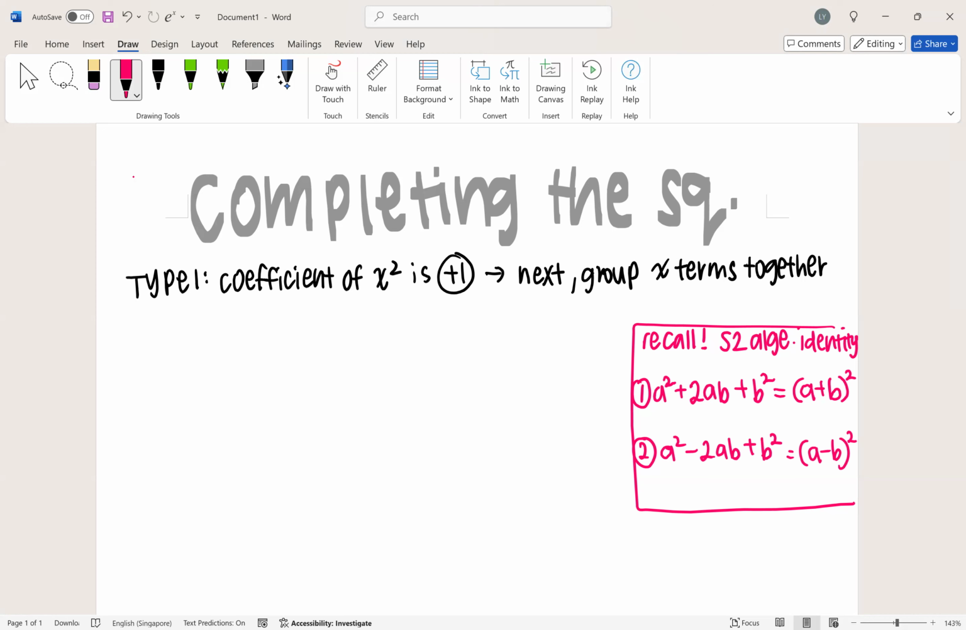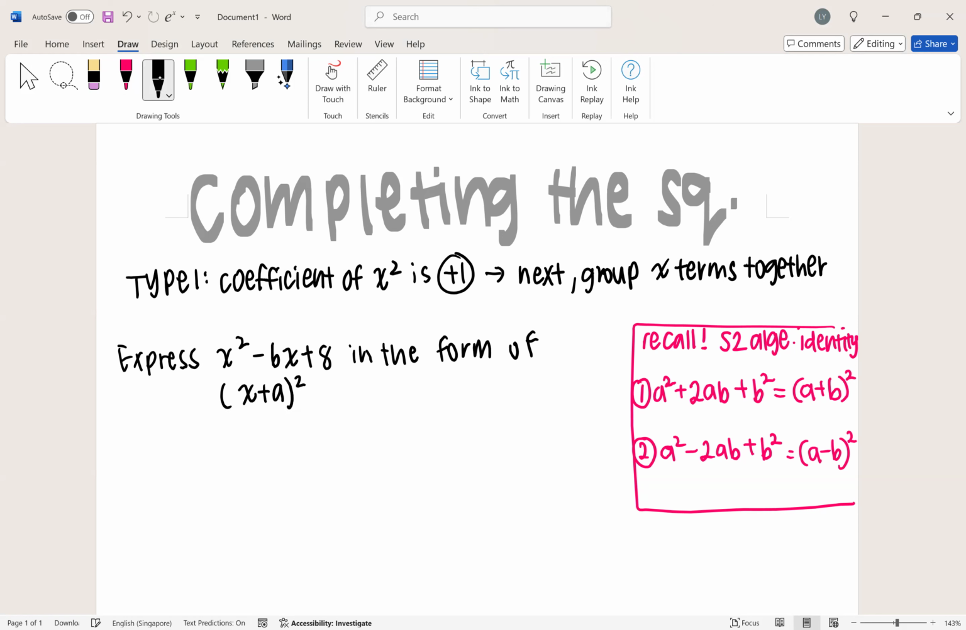Okay, before I move on, guys, wait first. Do not write. Thank you very much. So this is the question. Let's say the question is: express x squared minus 6x plus 8 in the form x plus a squared plus b.